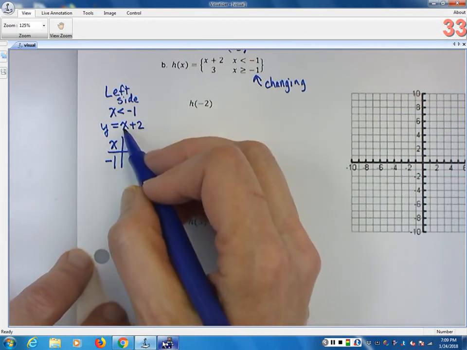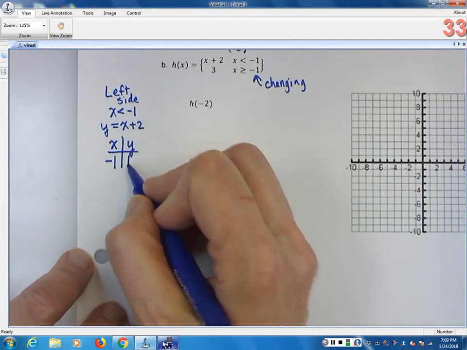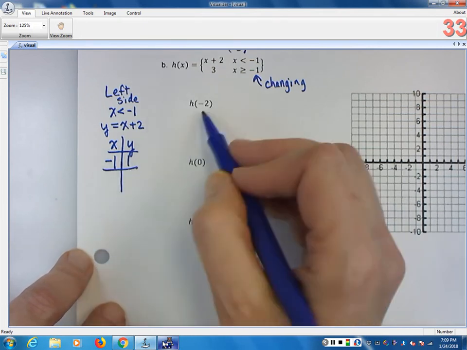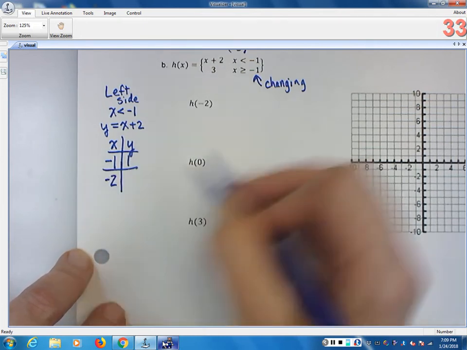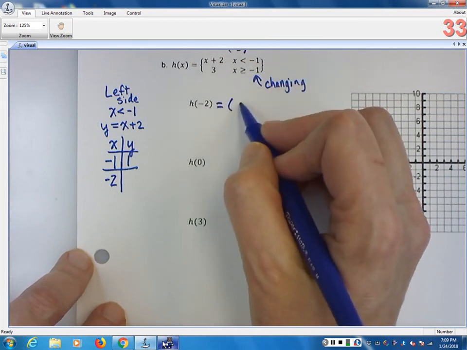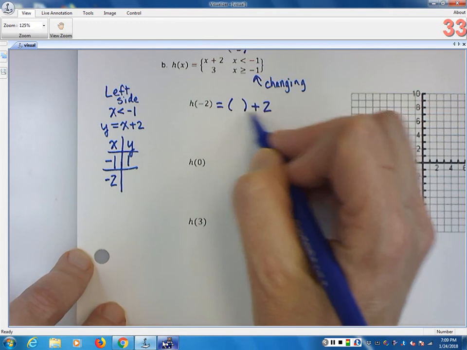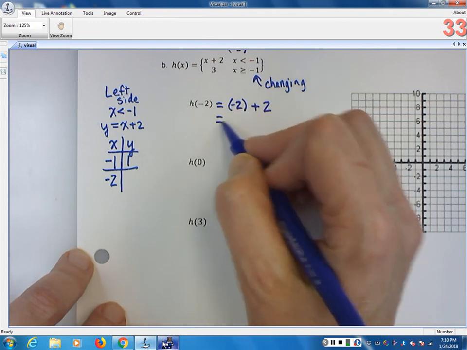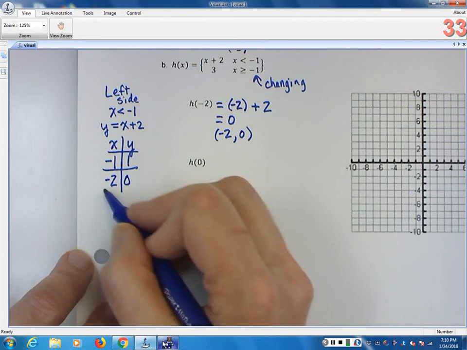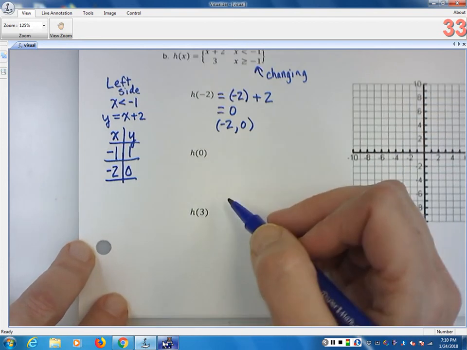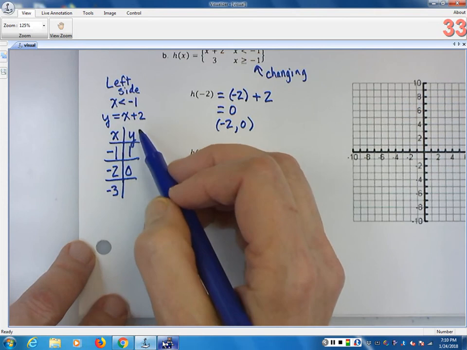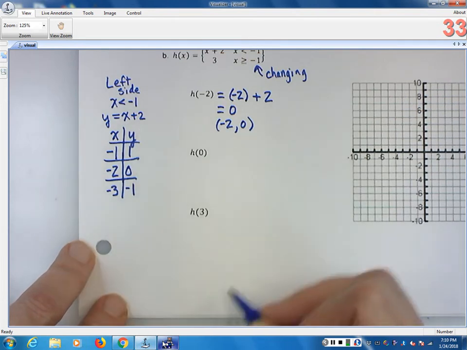Put in -1 here and you get +1. And you have to go down, so we may as well pick -2. If we do -2, it's -2 plus 2, which is 0. And we can do -3. Put in -3, you get -1. Now do the right side.